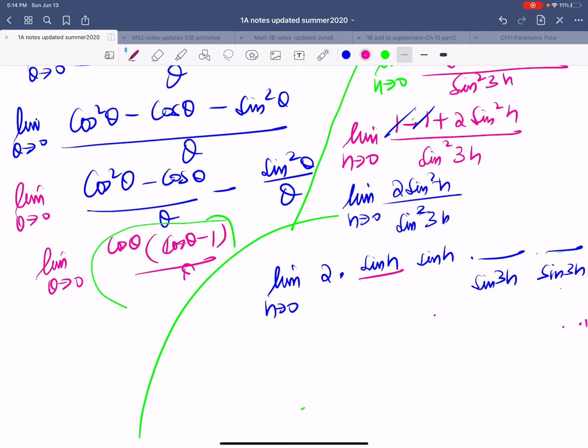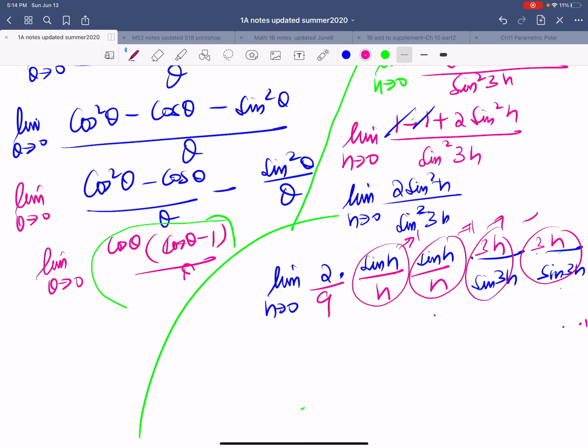Now I'm going to multiply and divide with an h, and multiply and divide with another h. We know these two limits are going to go to 1, and we need to have a 3 here and a 3 here, so divide with the 9 as well because we multiplied with the 9. And these limits also go to 1, so this is going to be 2 over 9. Okay, that's going to be 2 over 9. And that's going to be all for this video.